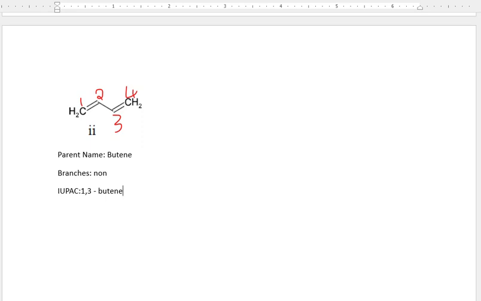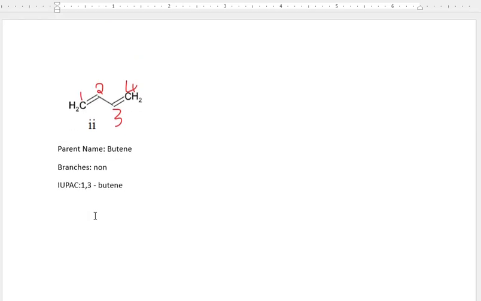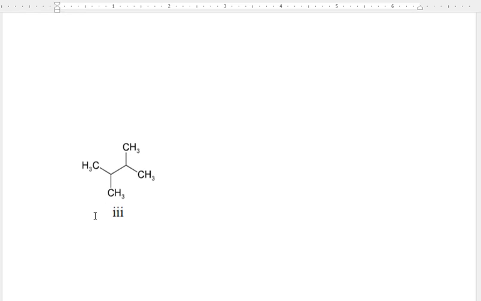Now, why have I chosen 1 and 3 and I didn't choose 2 and 4 or 2 and 3? For the two carbons that are having double bonds, you take the carbon that has the lower number. So at the beginning here we have 1 and 2, so we take the carbon that has the lower number, which is 1. Even here on the other two carbons, you take the carbon that has the lower number, which is 3. So that's why I've chosen 1 and 3. So this one is 1,3-butene. So let's look at the other one.